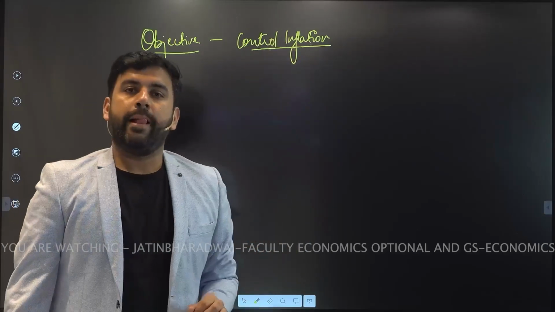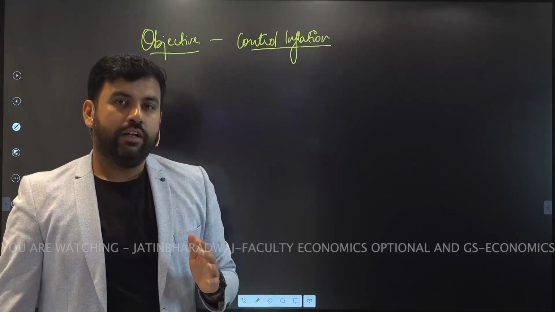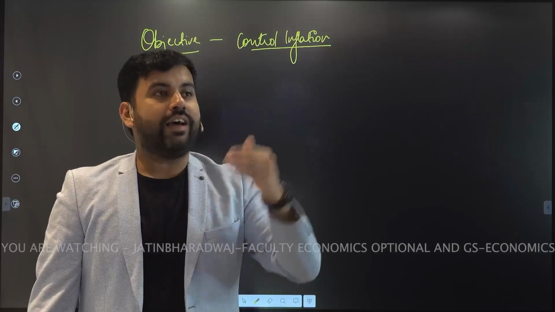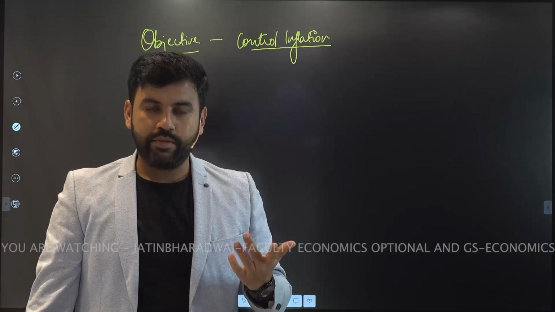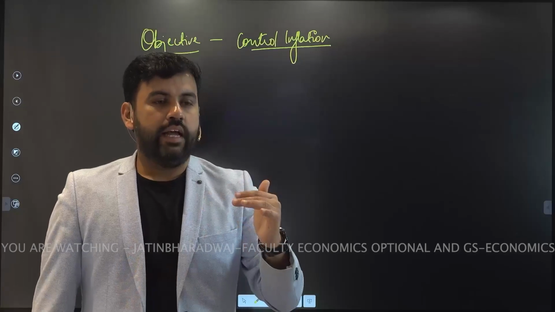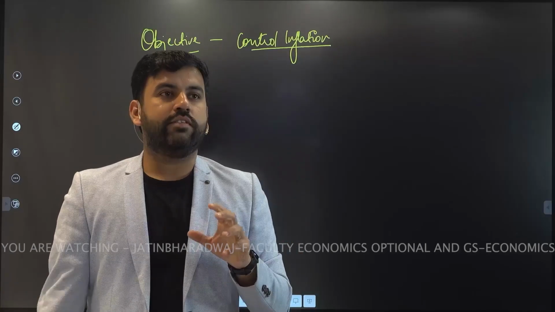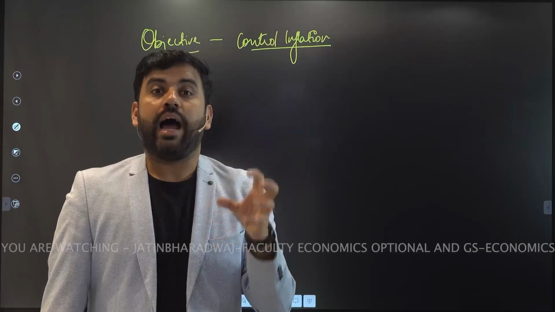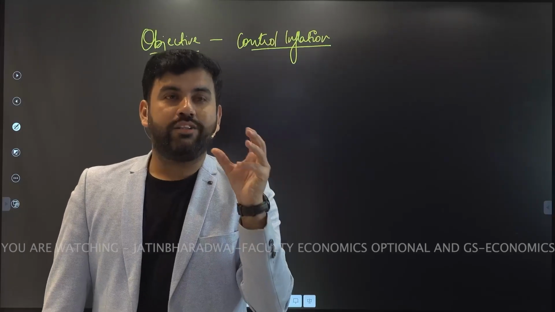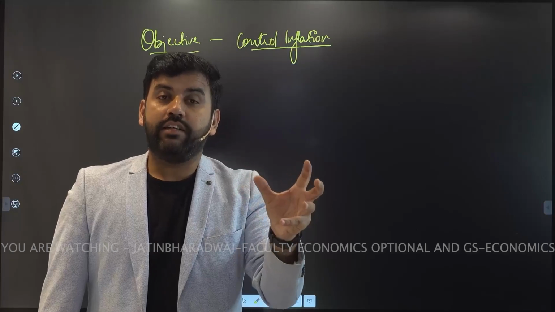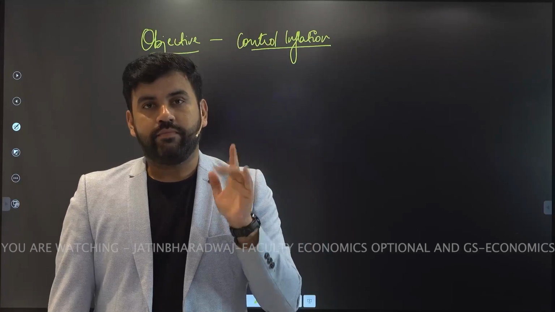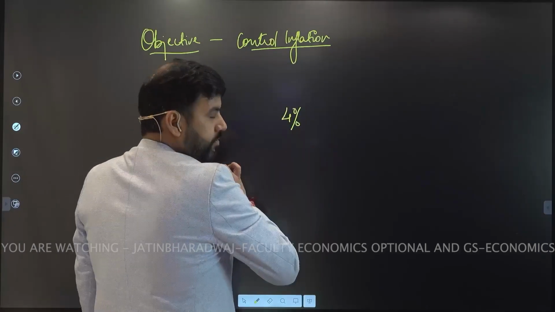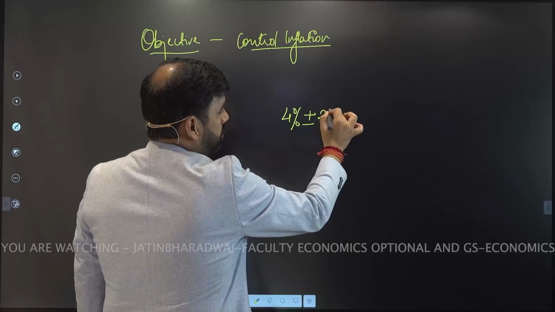Control inflation. But when can you control inflation? Unless you have a target. You can control inflation if it is high or low. Exactly. If you are driving a car and I say please drive slow, then you will ask slow to what? Slow to 100, slow to 80, slow to 60. Basically, you should have a specific number that determines whether the control should be more or less. In this case, it is 4% plus minus 2%.